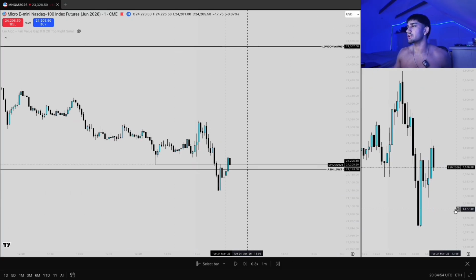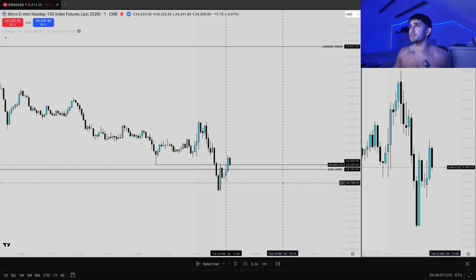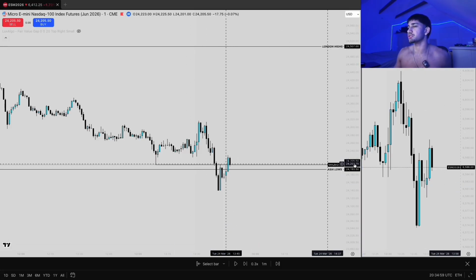Okay, so coming into the first day of macro, we can see that we've got a shift higher in market structure on both NQ and ES. However, there's no gap on ES, no gap on NQ, and no bearish order block to be paired with a gap. We have to continue.